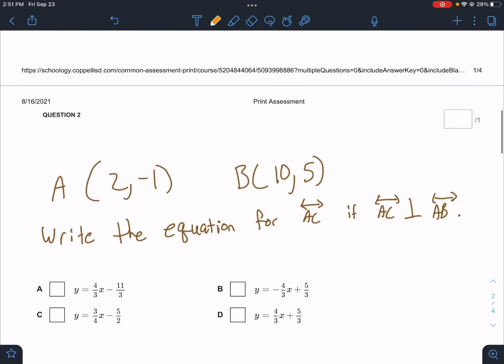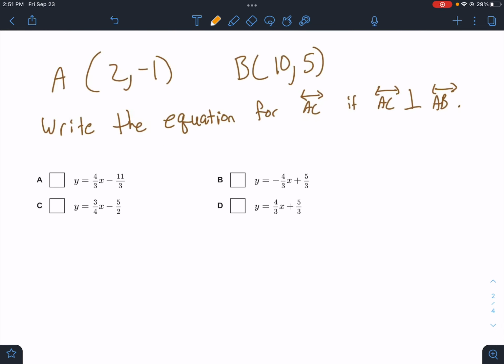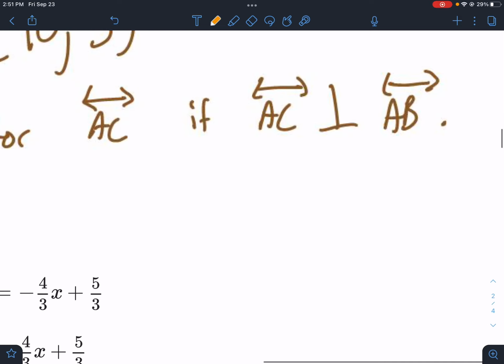We're going to do some more. It says, write the equation for AC. Mr. Ben, there's no C. I know there's no C. Let's not sweat that just yet. If AC is perpendicular to AB. Okay, so if it's perpendicular to AB, what can I do?